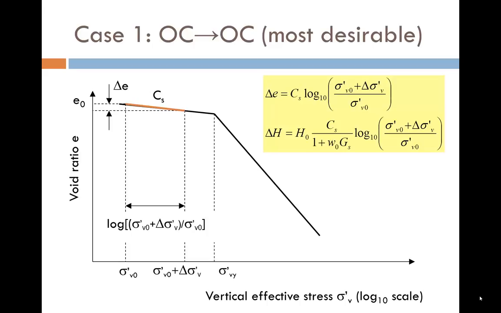The logs make the expression look more complicated than it really is. Plugging this expression for delta e into that on the previous slide, we get the expression shown for delta H. This allows us to work out the settlement in the field.